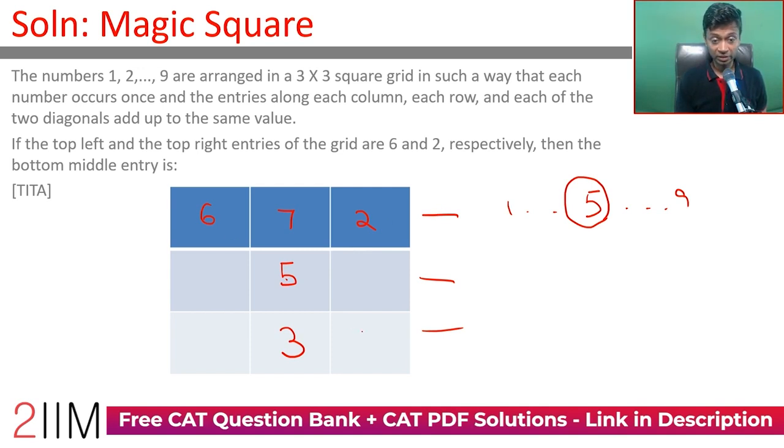So 6 plus 5 is 11. This will be 4. 2 plus 5 is 7. This will be 8. This automatically adds up to 15. 6 plus 8, 14 plus 1. This is 9. Everything is 15. This is the entire grid.